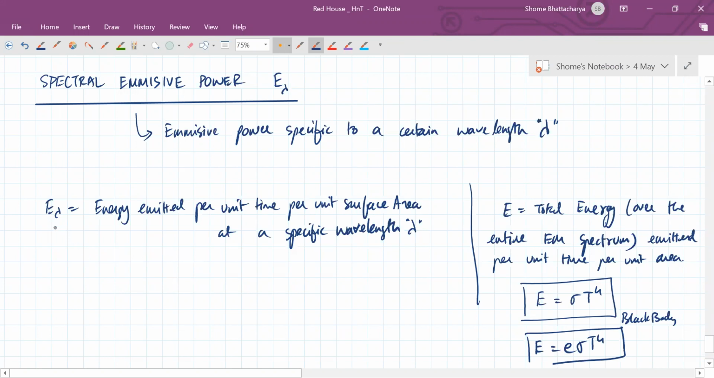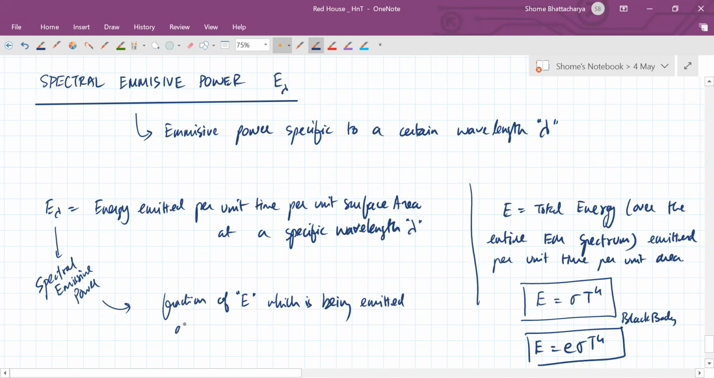But this is spectral emissive power. You can also say that it is the fraction of E which is being emitted at a particular wavelength, lambda. Whereas this is total energy radiated over the entire electromagnetic spectrum.